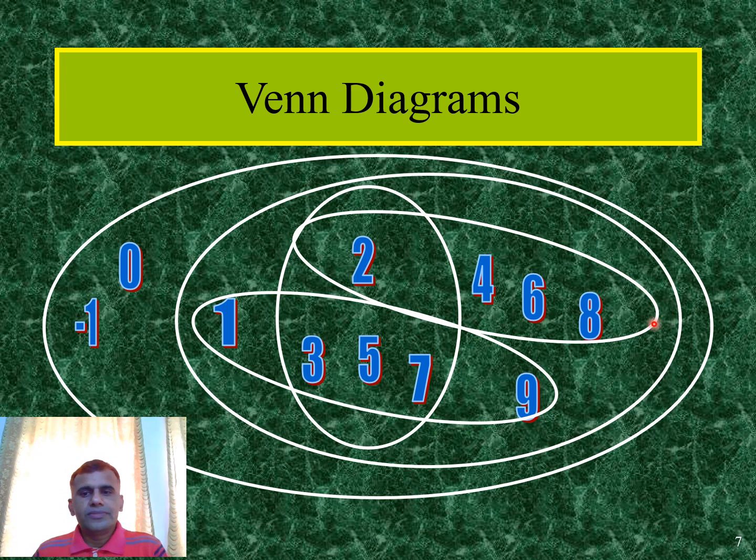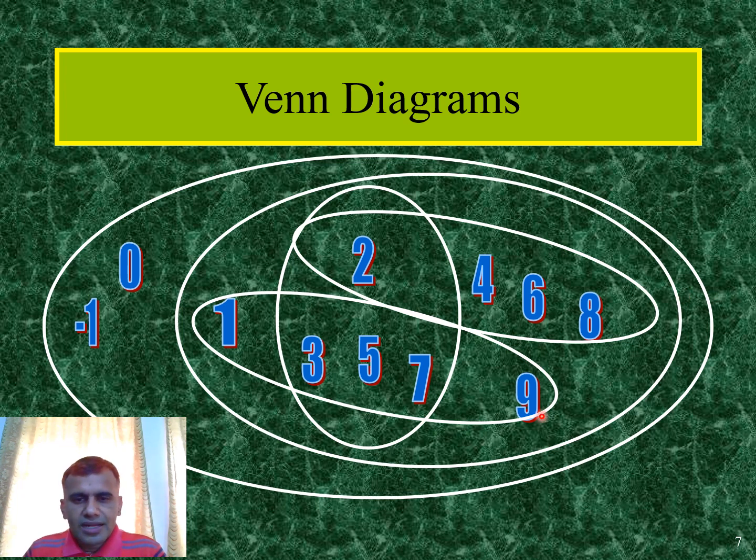Venn diagram. Now, what is a Venn diagram? The graphical representation of sets is known as a Venn diagram. Sets can be described with the help of diagrams. So one mathematician, John Venn, was there. He had introduced this diagram, so it's known as a Venn diagram.